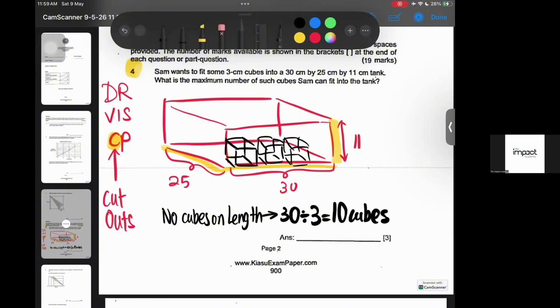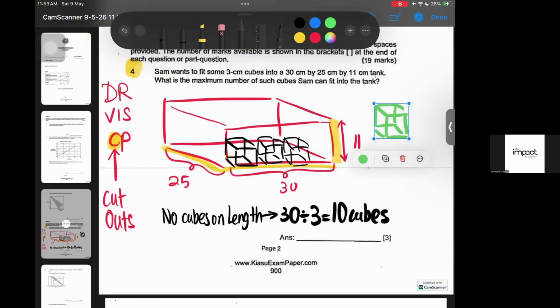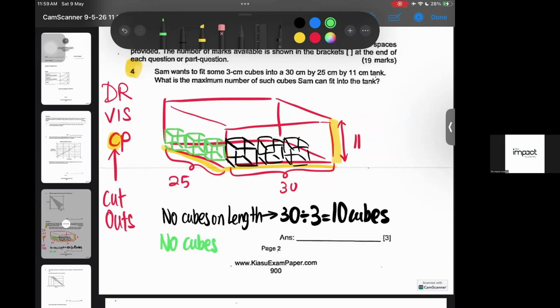After you're done finding this, what you're going to do next is ask yourself, how many cubes can I put on the breadth? How many cubes do you think I can put on the breadth? I don't know, right? But I can only find out by finding the number of cubes on breadth. Do you understand what I'm trying to say? Number of cubes on breadth. What do you think that will be? 25.